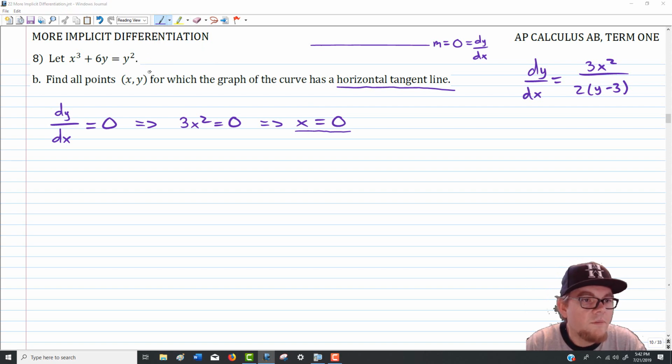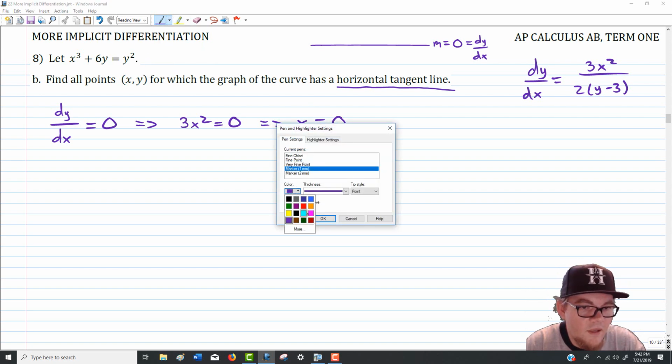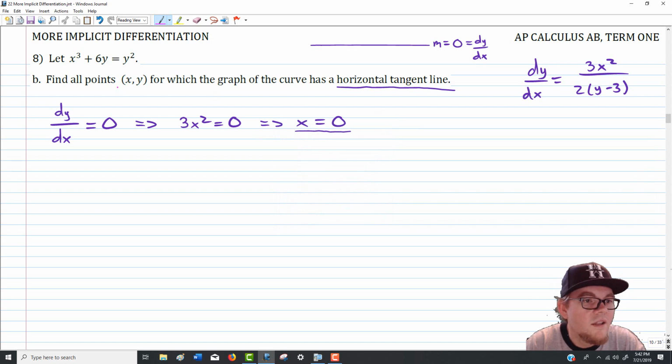But sadly, that's not all this problem asks for. And I say sadly because I'm really tired and my back's really sore. Get to see the surgeon tomorrow, in fact.